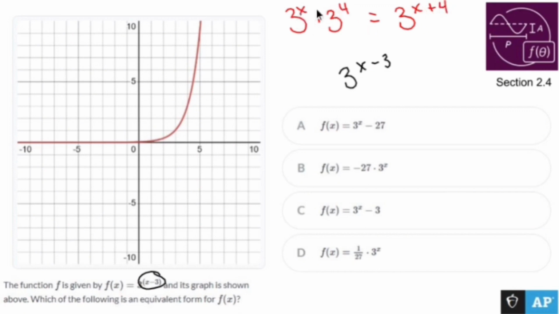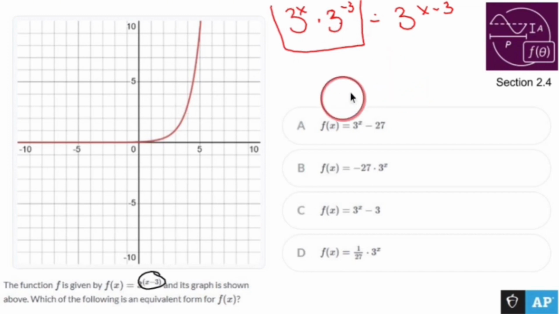What must these be in order to get something like this? Well, that 4, if that was a negative 3, would have me adding the exponents, and x plus negative 3 is x minus 3. So I can rewrite this as 3 to the x times 3 to the negative 3rd. Now, is that an option? No, no, no, and no.